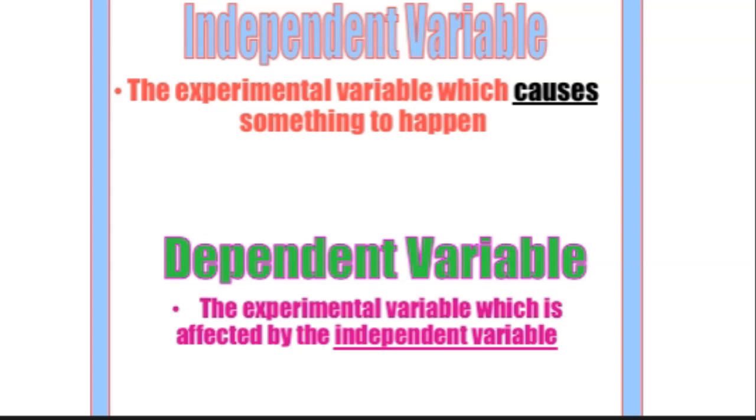And then you have the dependent variable. The dependent variable is dependent on the independent variable, all right? It's the effect variable. So the experimental variable which is affected by the independent variable. Anything that influences the outside factor or the outcome of that experiment is going to be the dependent variable, right? It's the outcome, okay? The outcome of our experiment.